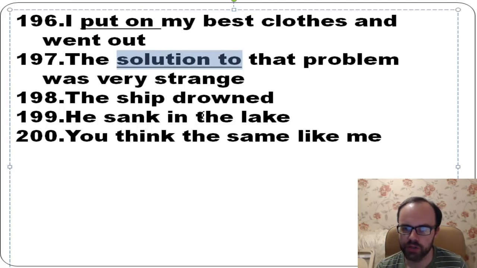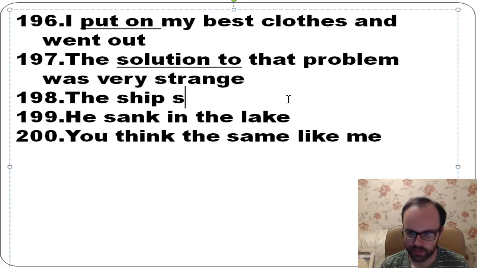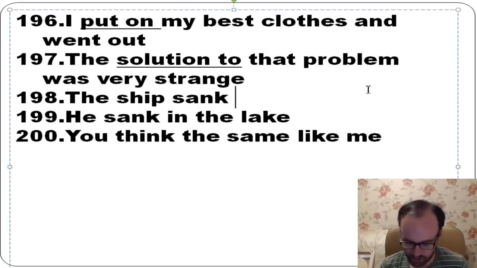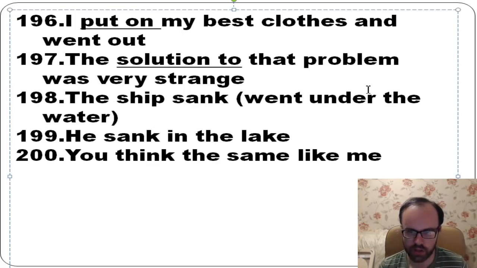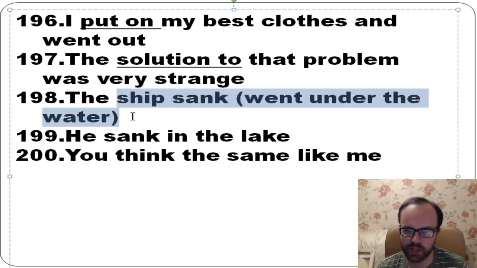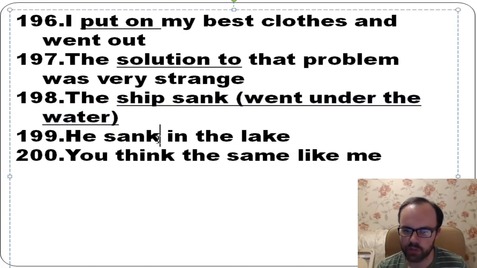Good. The ship drowned. So, yeah, if we are talking about ships, boats, we use sink. Sink, sank. So the ship sank. It went under the water. He sank in the lake. You were talking about people.